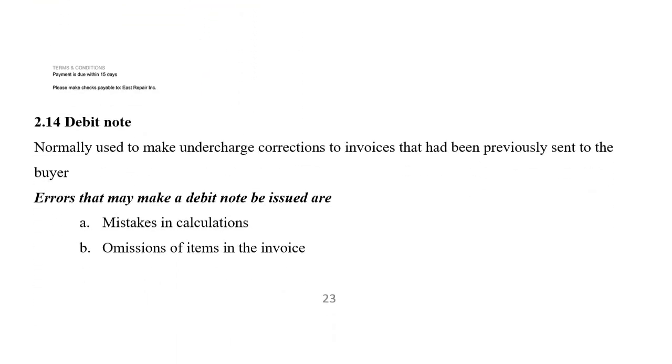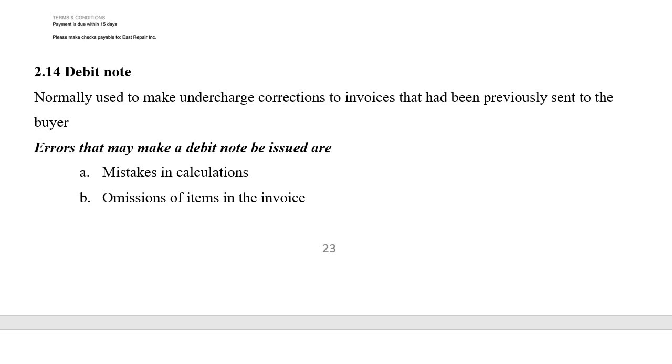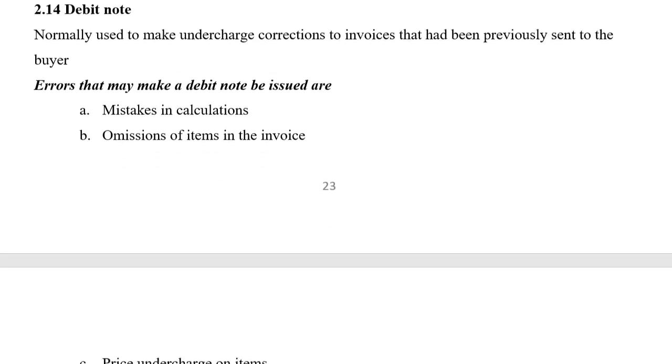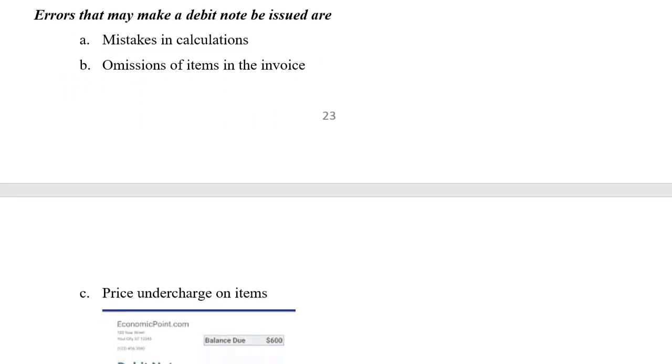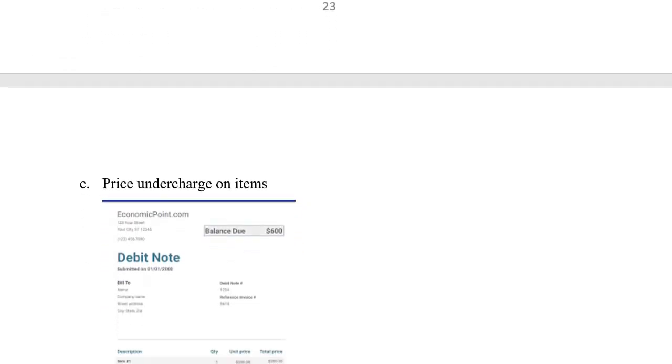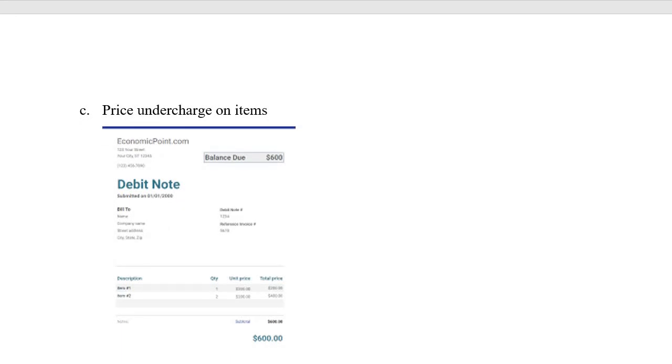In most cases, this is a document that is used to make undercharge corrections to invoices that may have been previously sent to the buyer. Errors that may cause a debit note to be issued are mistakes in calculation, omission of items in the invoice, and price undercharge on items. So this is how a debit note looks like.